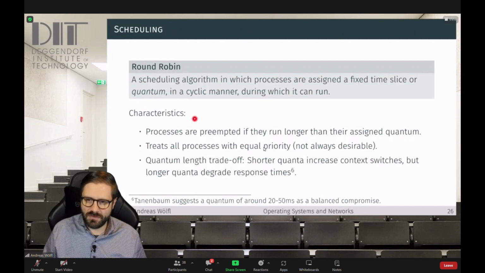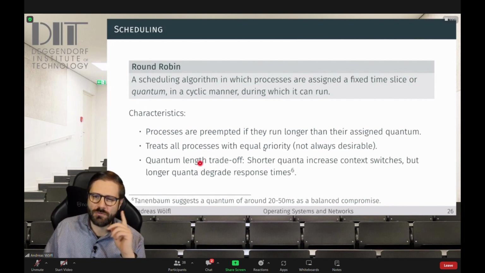It treats all processes with equal priority, which on the one hand is good in terms of fairness, but experience has shown that this is not always desirable, because you also want to meet the expectations of a user. And if we have a highly I/O bound process, meaning the user interacts with this process pretty frequently, in order to meet the expectations of the user, maybe we want the idea of priority in order to have some processes with a higher priority than others, for example.